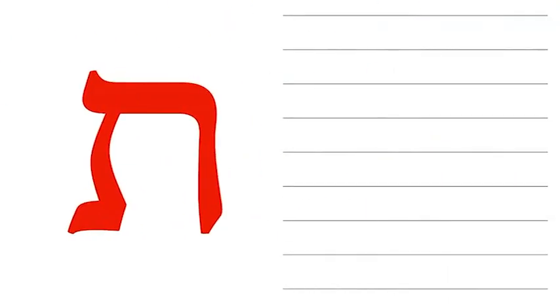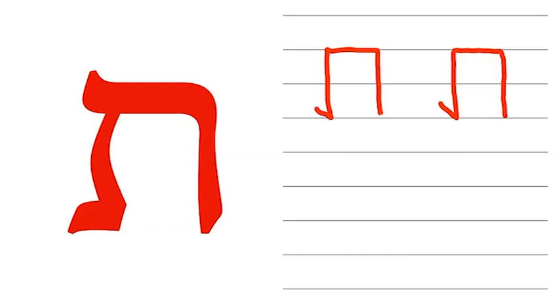Finally, there is tav. And tav can be written in a number of different ways, and I'll give you two of them. You can begin with a right angle, and then come back and do a vertical line with a foot. A right angle, and then a vertical line with a foot. Or you can do it in one continuous stroke. Up, down, over, up.